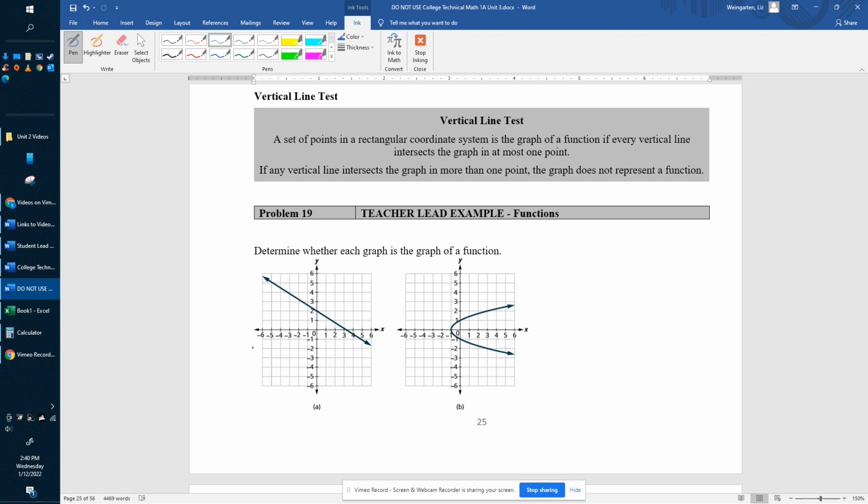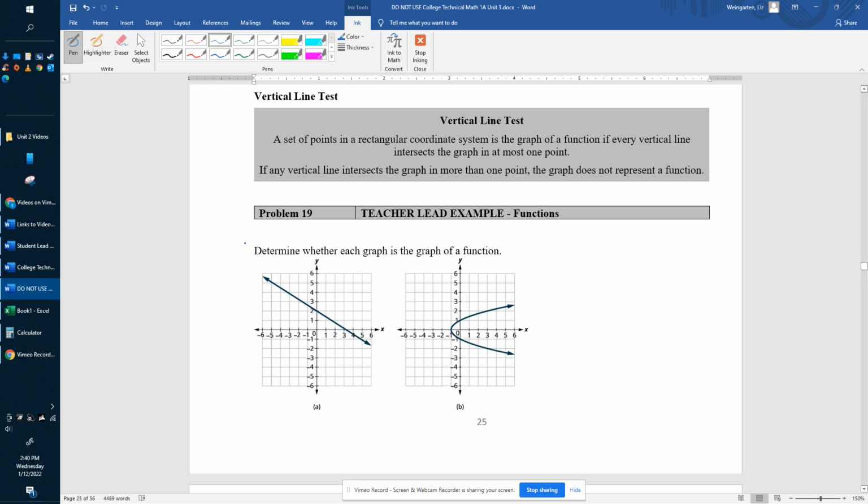So what the vertical line test is saying is if you have any set of points, a line is an infinite set of points going in all directions. This is a parabola, infinite set of points, or you could just have ordered pairs as points across the graph. When you have a set of points on your coordinate plane, if you draw a vertical line, a line going up and down at any point, at any time in that coordinate plane, if 2 points touch that line, it is not a function.